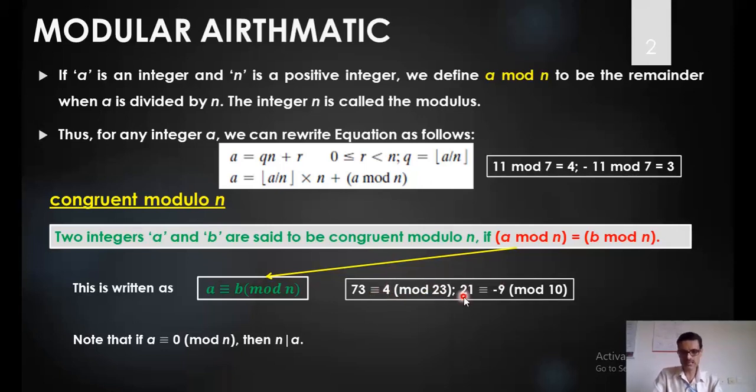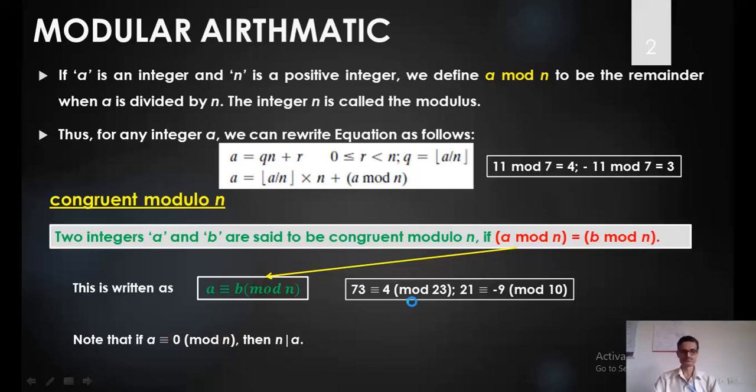Another example is 21 congruent minus 9 mod 10. What is the remainder over here? The remainder is 1, correct? 21 mod 10 gives quotient equal to 2 and remainder equal to 1. What about minus 9 mod 10? The quotient is minus 1 with the remainder equal to plus 1. So the remainders of both a and b are the same. And one more point we have to note: if a is congruent to 0 mod n, that is, if a mod n equals 0 mod n, the remainder is 0, and in that case we can say that n completely divides a.